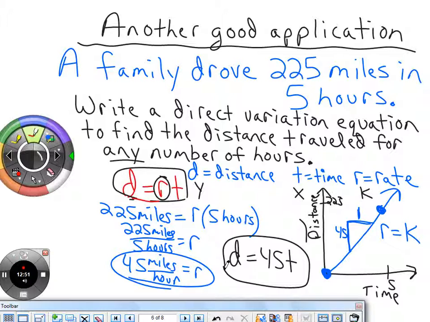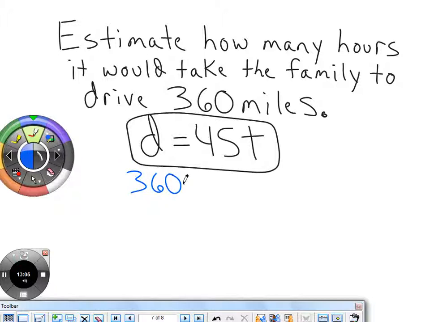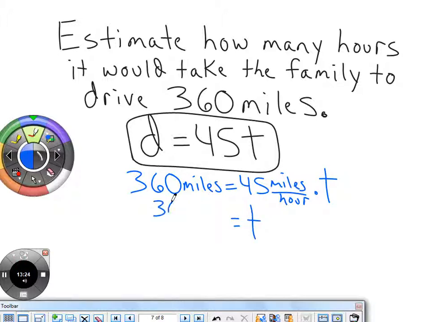Now, last question. Let's say this same family wants to know how long it would take to drive 360 miles. Well, we would use this equation, and we would just plug in the 360 miles for the distance. So we put in 360 miles, and then we have 45 here. Remember, that was 45 miles per hour, and then we don't know how long that will take them. So we're going to solve for t, and you can tell it's multiplication, so we divide. So we have 360 miles, and we divide it by 45 miles per hour, and so t will equal whatever that is. I think it's 9 hours. So it'll take them 9 hours.